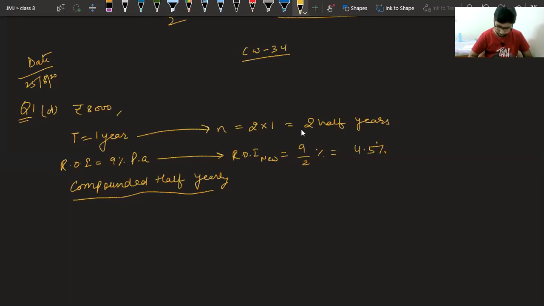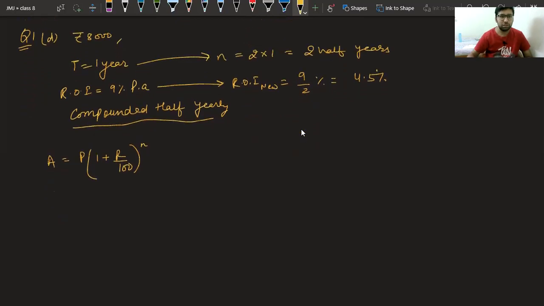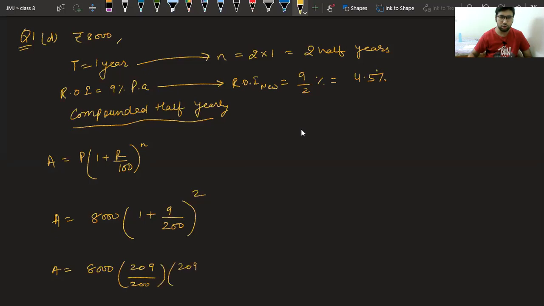Now, to find compound interest, we all know amount is given by P into (1 plus R upon 100) power N. Now put the values and tell me the answer. P is 8,000. 1 plus R is 9 upon 2, it becomes 9 upon 200, power N, that is 2. Now for solving it, we will get 8,000 multiplied with 209 upon 200 into 209 upon 200.